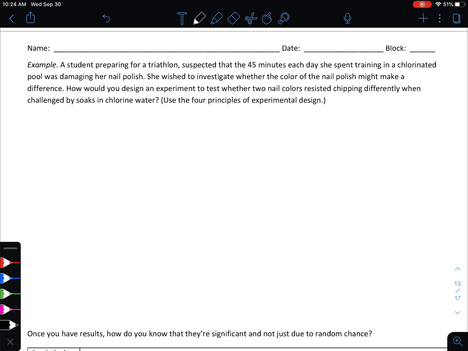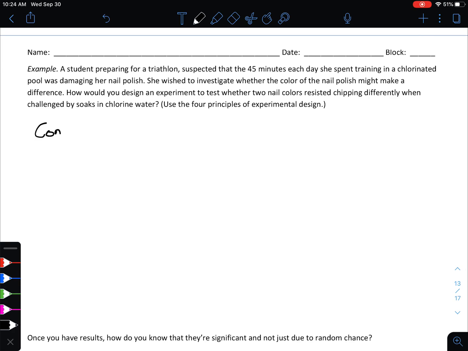And we're going to talk about the 4 principles of experimental design for this particular example. So our first one is control. We need to talk about what we would need to control in this experiment. Well, the first thing that I can think of is the amount of polish that you use. You obviously want to use the same amount of polish on your nails each time because you don't want to really layer it up on one and then leave it kind of thin on the other. Which also means that the amount of chlorine probably needs to be controlled as well. You don't want for one batch to just wear off really quick because there's a lot of chlorine.